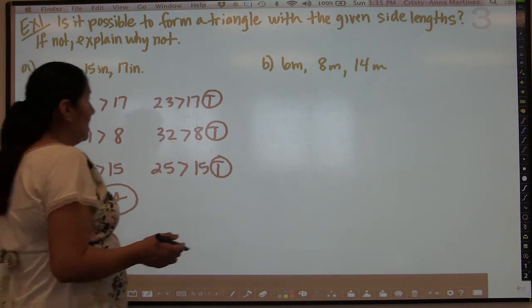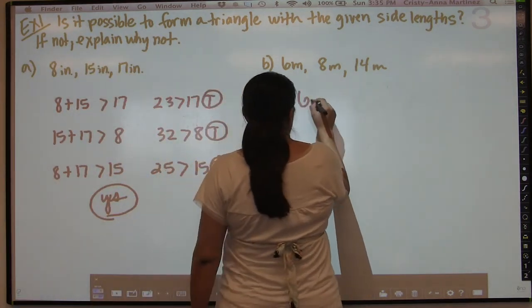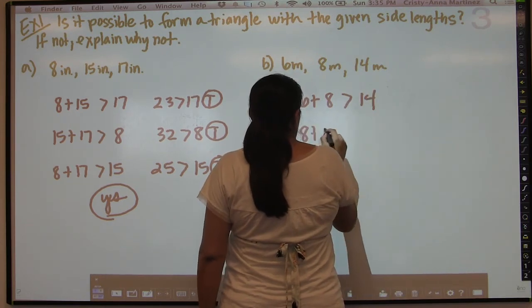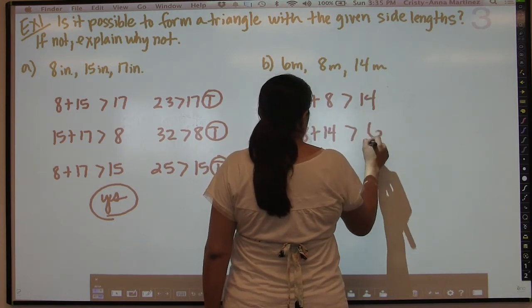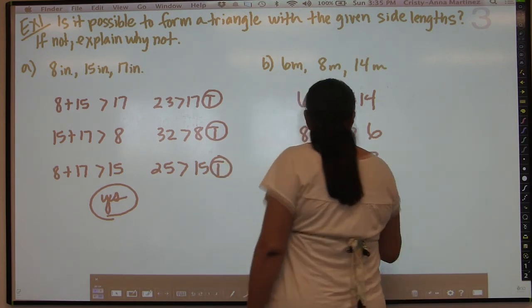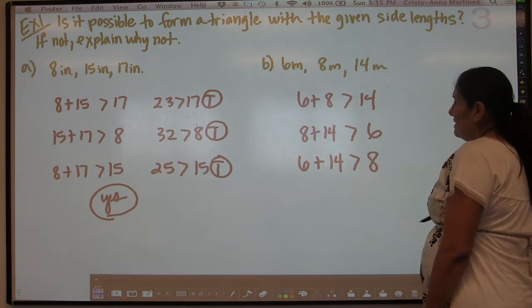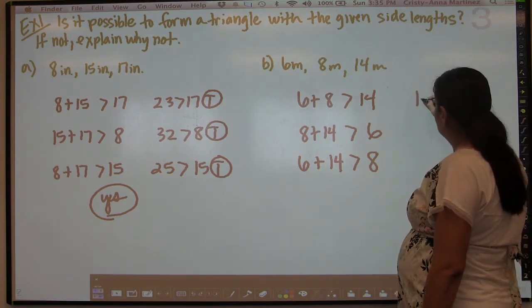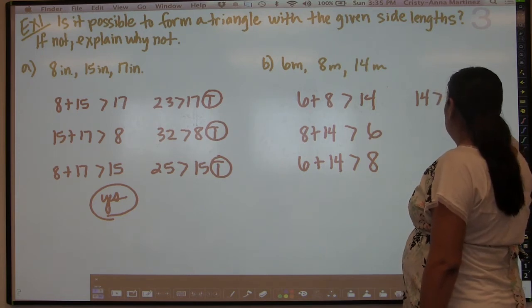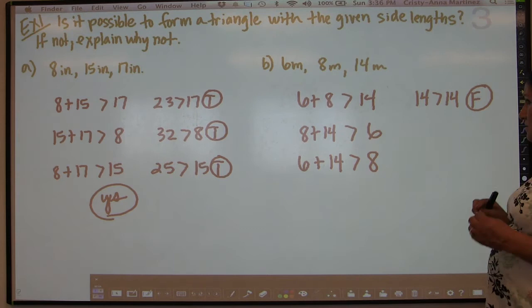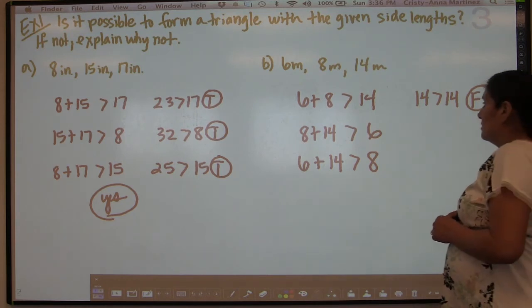But what about the second case in part B? We know that 6 and 8 should be larger than 14. 8 and 14 larger than 6. And 6 and 14 larger than 8. So 6 plus 8 is going to give us 14 larger than 14. And no, 14 is not larger than itself. 14 is equal to itself. So even though that's cutting it close, that's false.